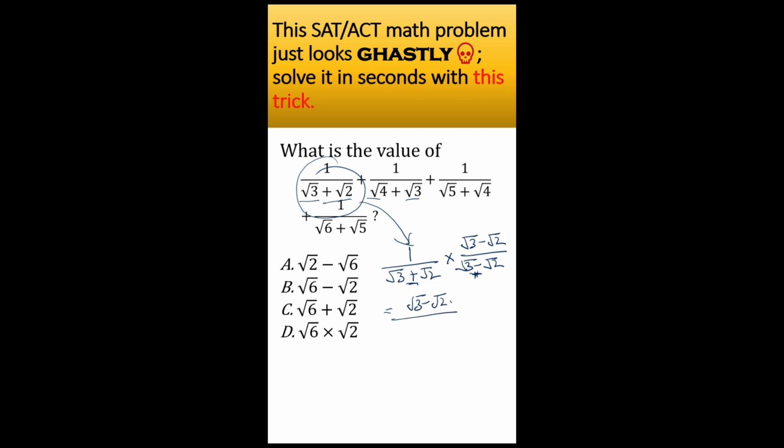The denominator, the product of these two, in fact leads to just 1. So once you have reached this stage, all of this term can be written as just this. Now here you can see that this square root of 3 cancels with this, square root of 4 cancels with this, and square root of 5 cancels with this. So what we have left is just the square root of 6 minus the square root of 2. The option B is correct.